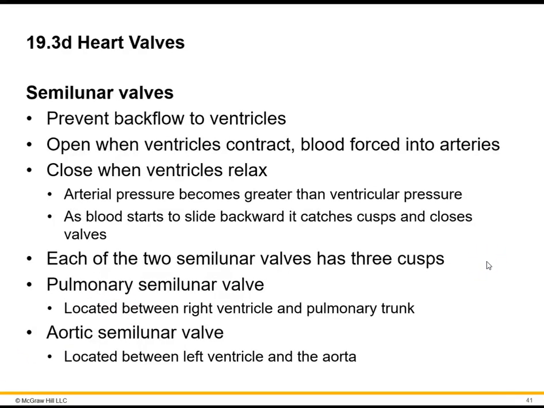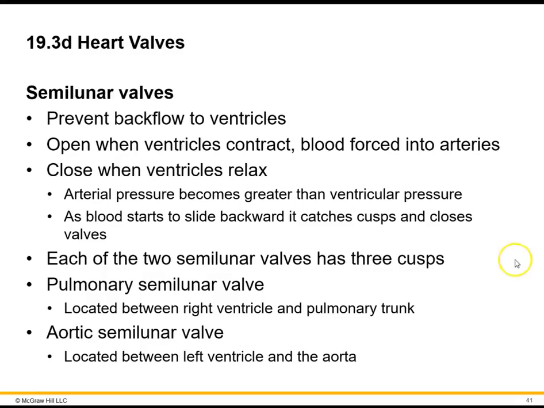The semilunar valves are going to prevent backflow of blood to the ventricles. They open when the ventricles contract. They increase that pressure inside of the ventricle until the force is so great that blood is transported from the ventricle into those arteries. They're going to close when the ventricles relax. What happens is that the blood pressure in the arteries becomes greater than the blood pressure in the ventricle, and the blood kind of slips backwards. And as it slips backwards, it catches the cusps of those valves and snaps them shut.